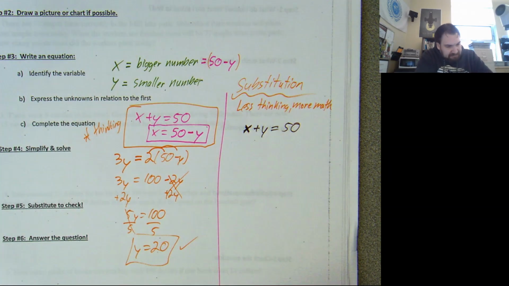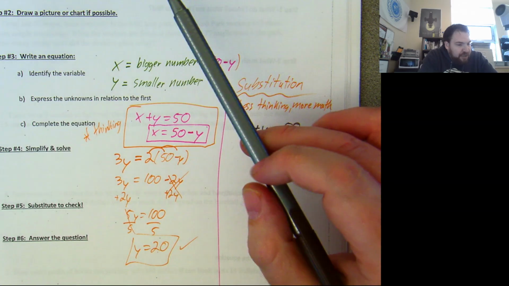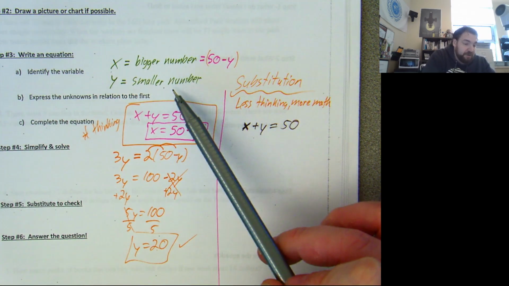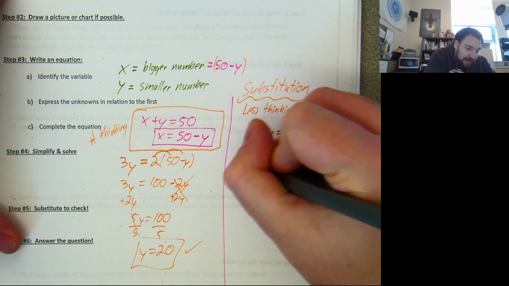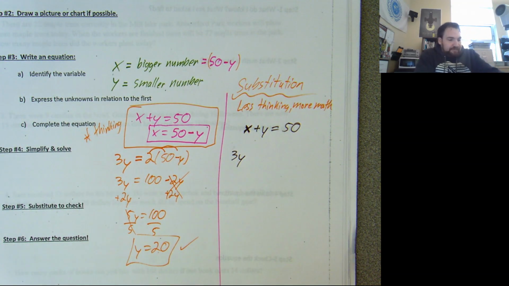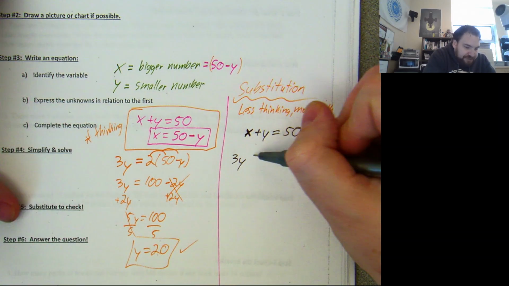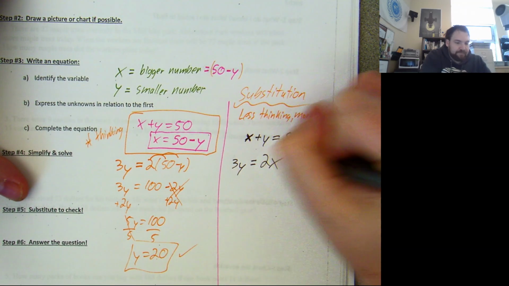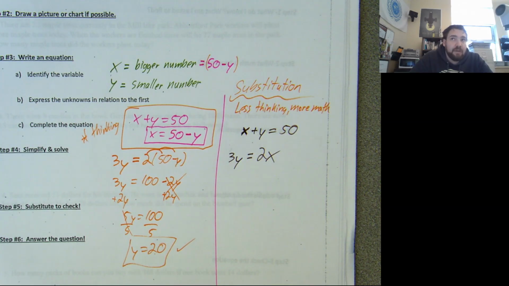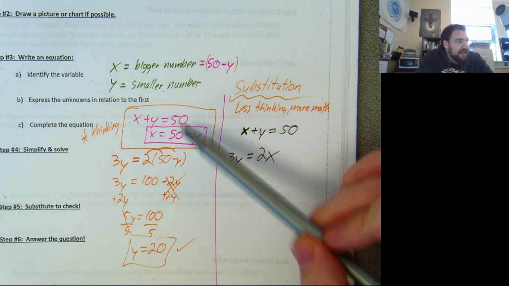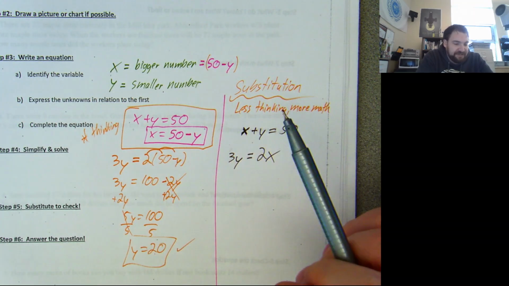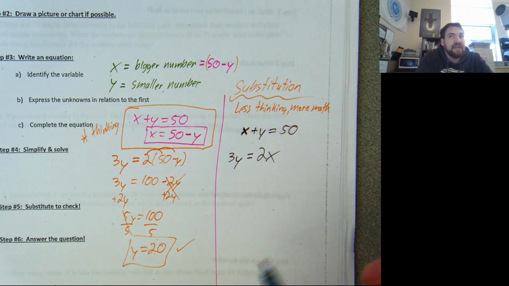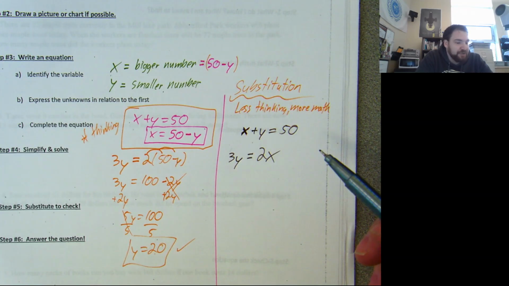I'm just going to leave that there, let it sit for a second, and then go back to the second equation and say, okay, 3 times the smaller number, well, we call the smaller number y, so 3 times y is equal to, okay, well, that's an equal sign, 2 times the larger number, well, that's just going to be 2x. So rather than doing a whole bunch of thinking at this step, I skipped that part and I'm just going to write down my two equations, here they are: x plus y equals 50 and 3y equals 2x.